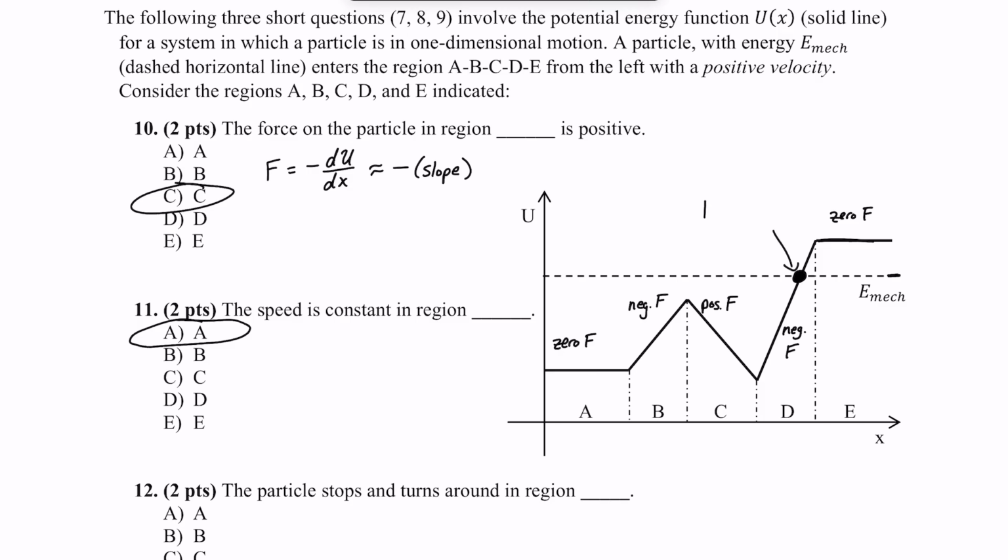So the object turns around here, therefore never actually reaching zone E, which is why the answer for 11 is A. So now putting in all of our final answers, the turnaround point is the intersection, and that occurs in region D.